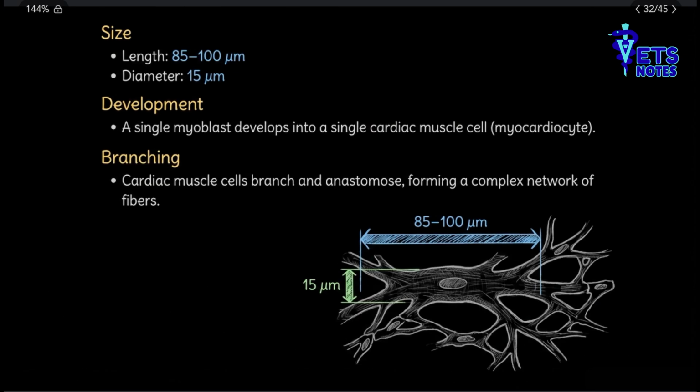Size: length approximately 85 to 100 micrometer, diameter 15 micrometer. Development: a single myoblast develops into a single cardiac muscle cell, or myocardiocyte. Cardiac muscle cells branch and anastomose, forming a complex network of fibers.